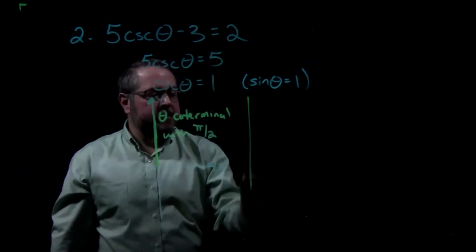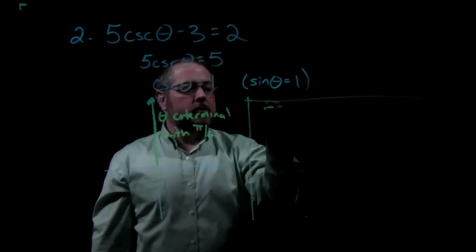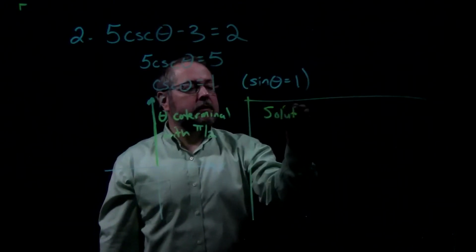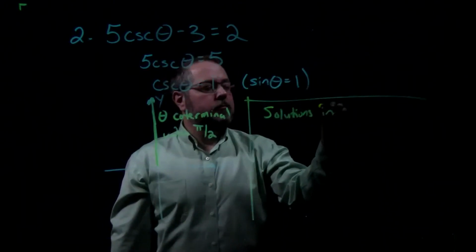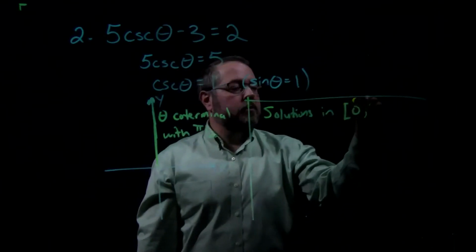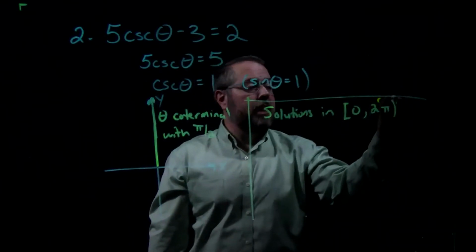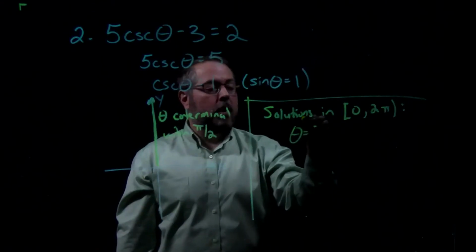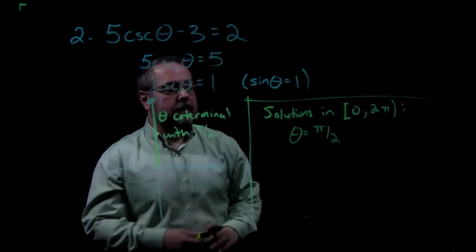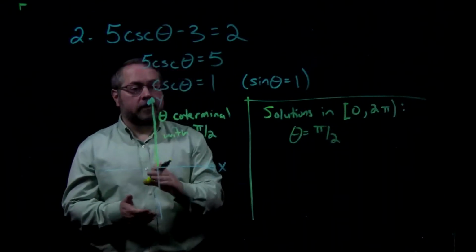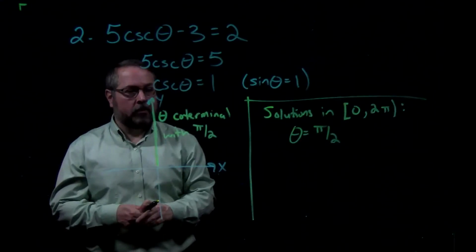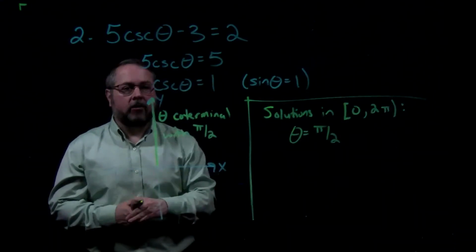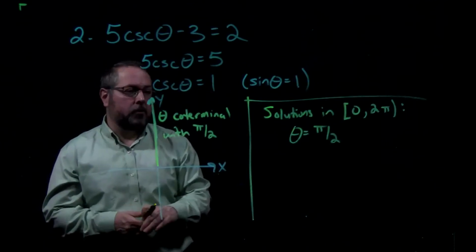So then in this case, if we want the specific solutions between theta equals 0 and theta equals 2 pi, there's just one. That is theta equals pi over 2. That's the only solution we have between 0 and 2 pi. It's the only angle with a cosecant of 1 in that interval.